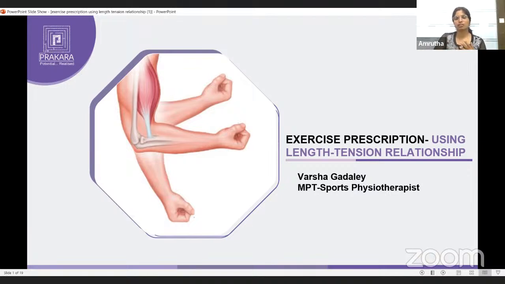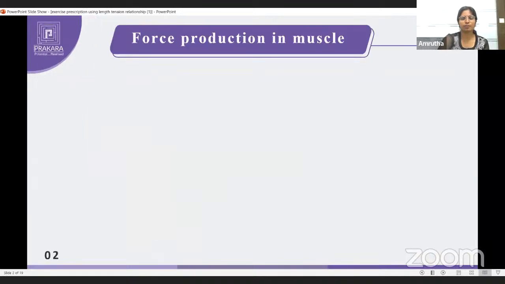Earlier I took the other webinar, exercise prescription using lever system. So the students who have joined that: there, I gave you a few examples which you can relate to daily living, and thereby prescribe the exercises to the patients depending on their need and your goal as well. So let us get into the webinar.